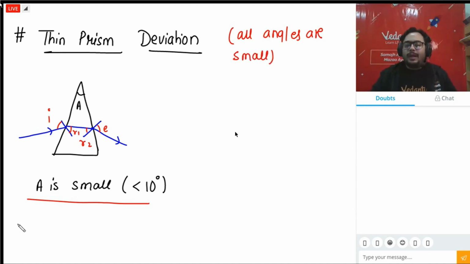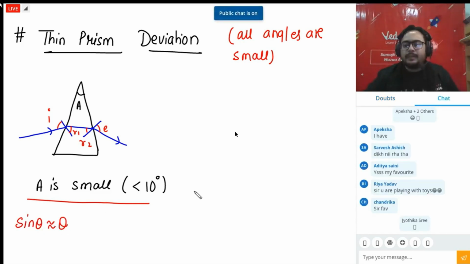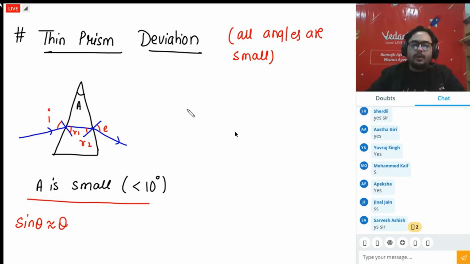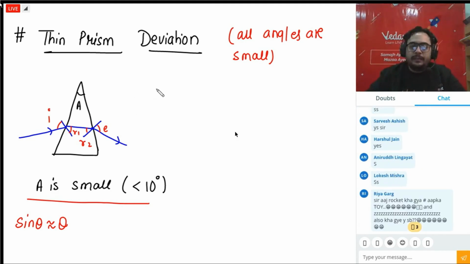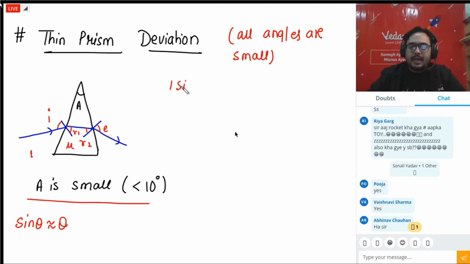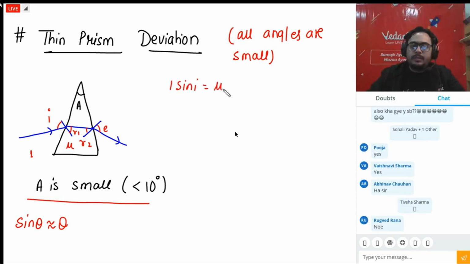And for small angles, sin theta is equal to theta. Do you know this? Sin theta is equal to theta for small theta. So on first surface, when I write, this is 1, this is mu. When I write 1 sin I is equal to mu sin R1, can I say this is mu R1?